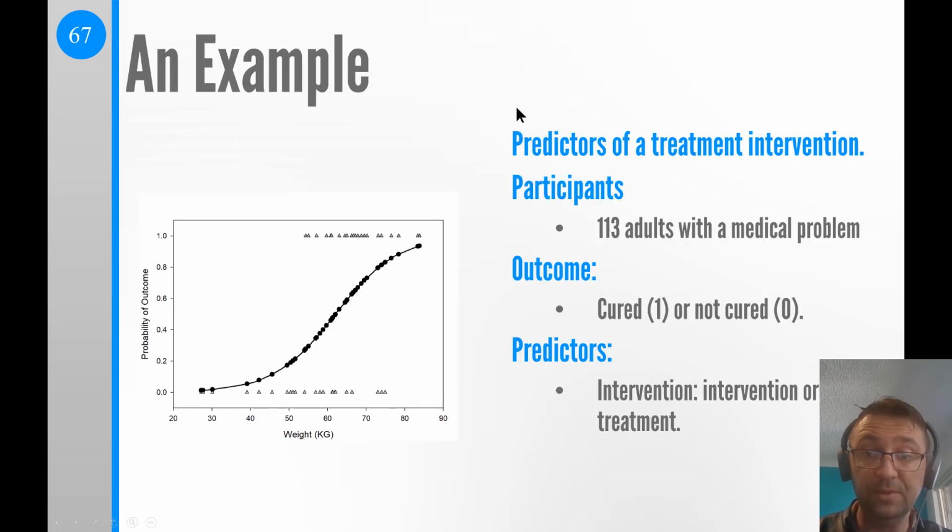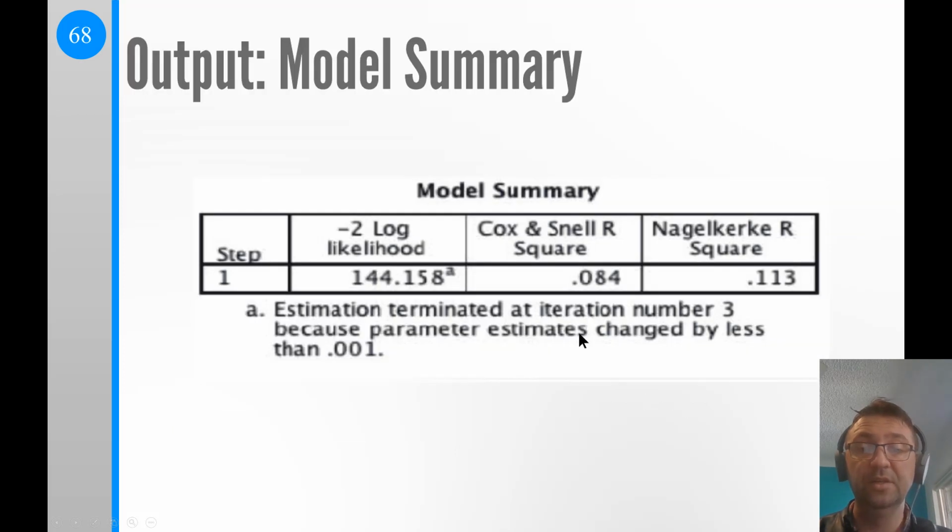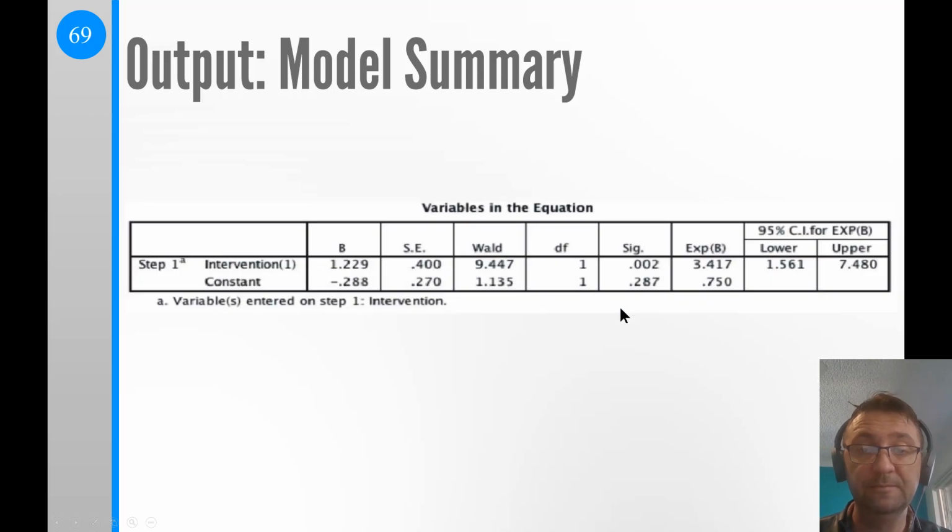This is an example of it. So we have 113 adults with a medical problem. People are cured and not cured. Treatment or no treatment. These are our R-squared values that are reported. We often report either one of these, Cox and Snell or Nagelkerke. They're sort of similar in interpretation to an adjusted R-squared or an R-squared. And then we get this model.